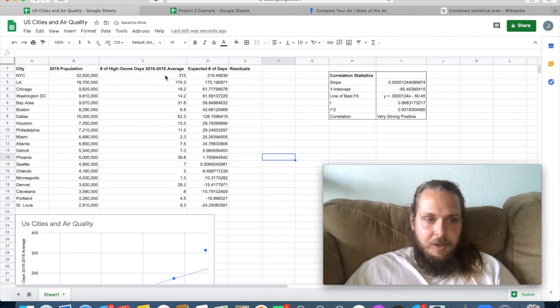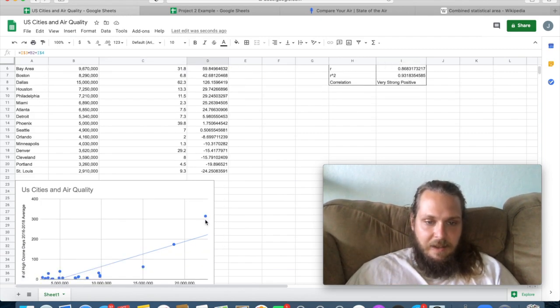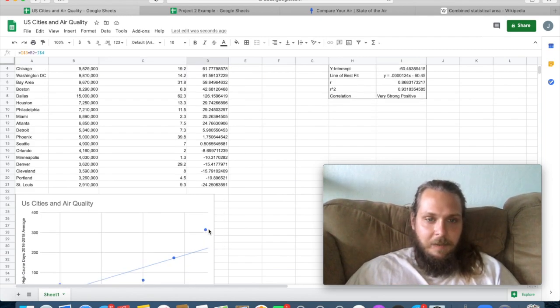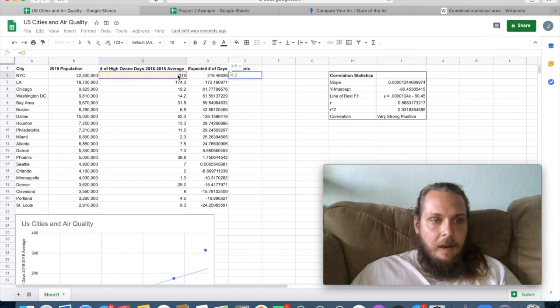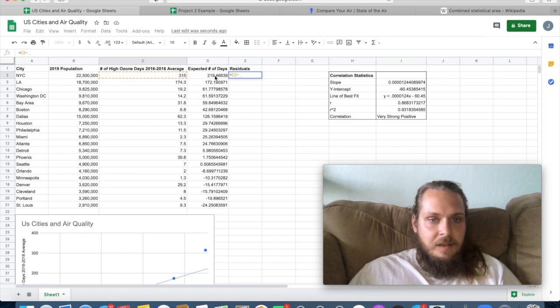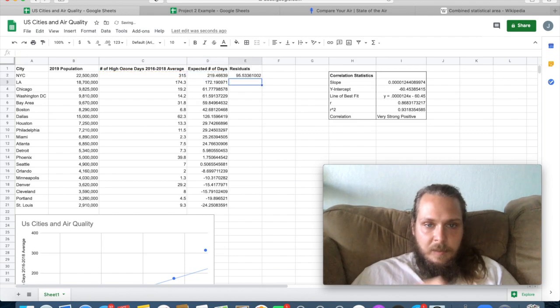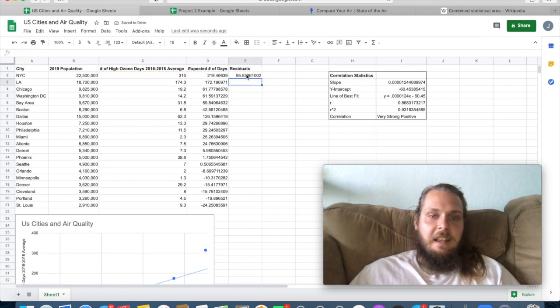We know that for my first data point, we're just looking at New York City again. The data point was 315, and the expected value was 219. So the residual is this number minus this number. Observed minus expected, always. I'm trying to find this vertical distance, right? So if it's this minus this, I'm just going to click them. This number minus this number. And it gave me 95.